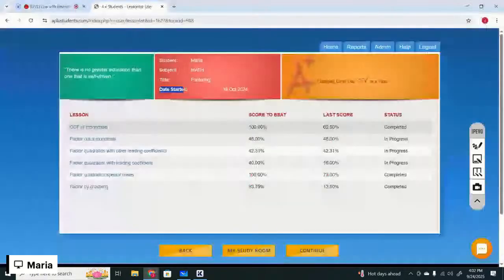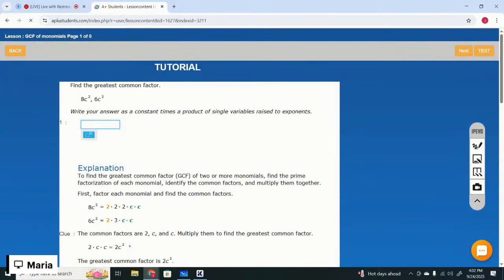So here I'm on grade 9 math. The chapter we're on right now is factoring. Let's just start with the first lesson, that is GCF of monomials. Find the greatest common factor of 8c square and 6c.